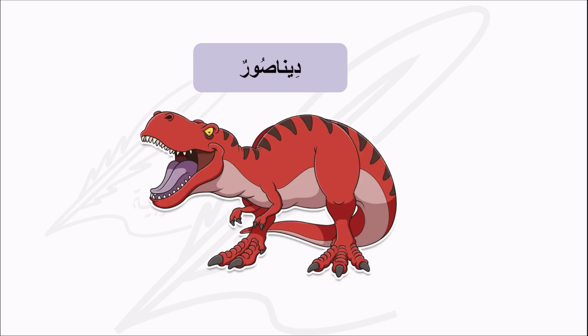Here we have a word that is close to the English word, which is a dinosaur. It's dinosaur. Right. So what color is this? It's red. How can we say red in Arabic? It's أحمر. Good job. Then how can we say red dinosaur? It's ديناصور أحمر.